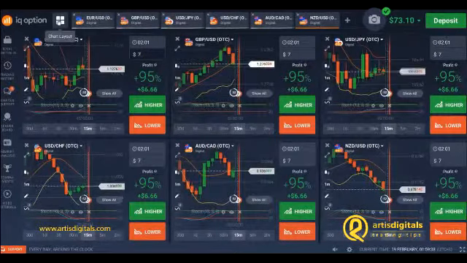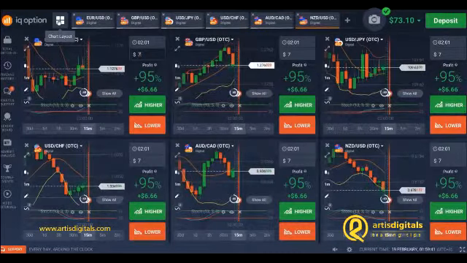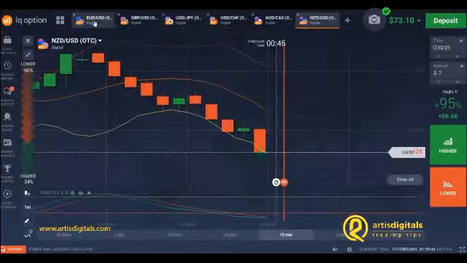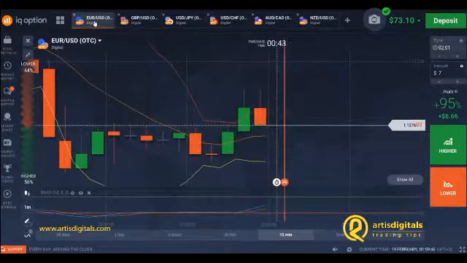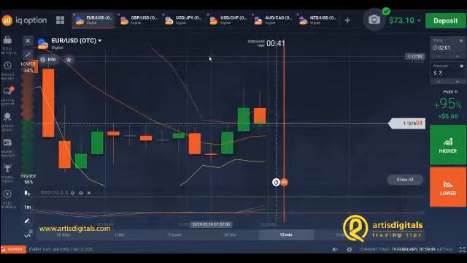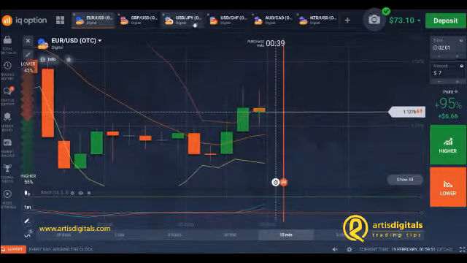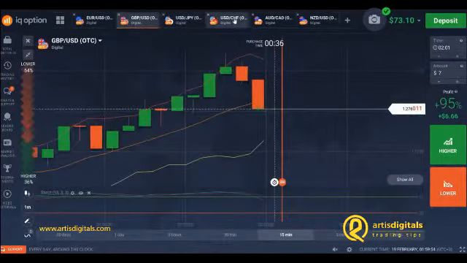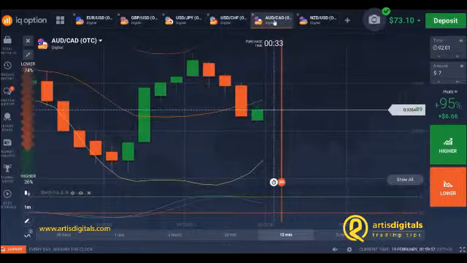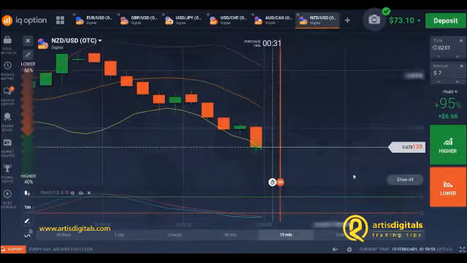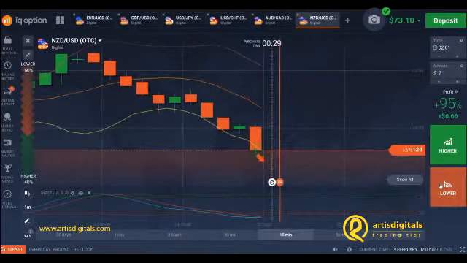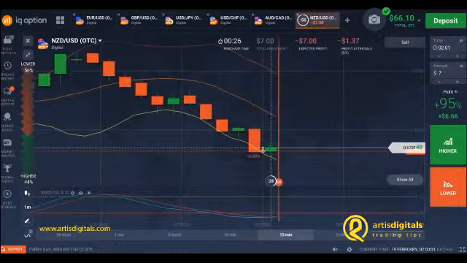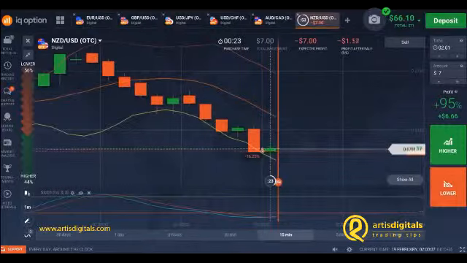You see a lower trend at NZ USD. You see a green candle, then red candles, a green candle, then a red candle went down. So we'll put our trade. It was NZ USD. Yes, we put our trade to lower. We're almost late. We lower at 32 seconds. Yes, we put it on time.